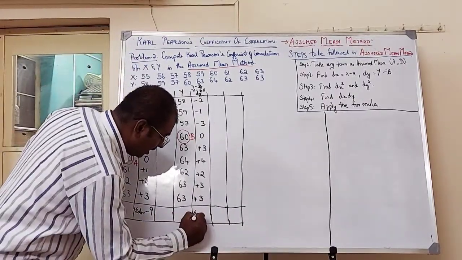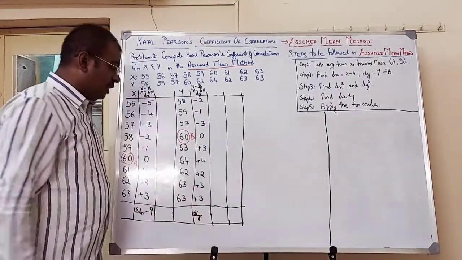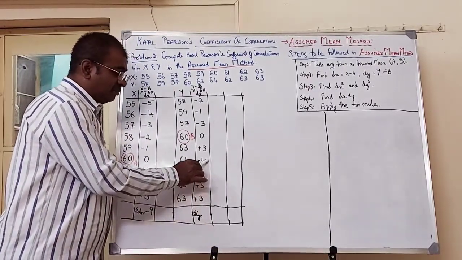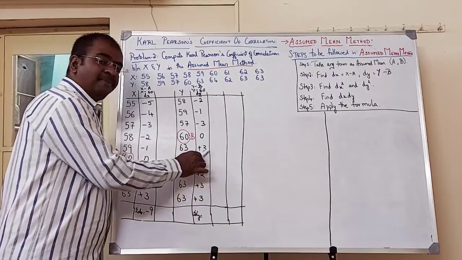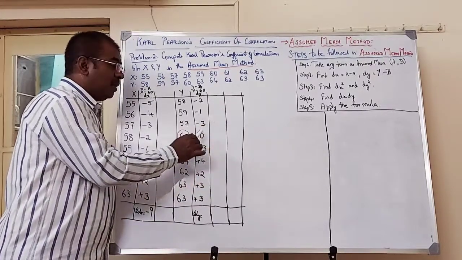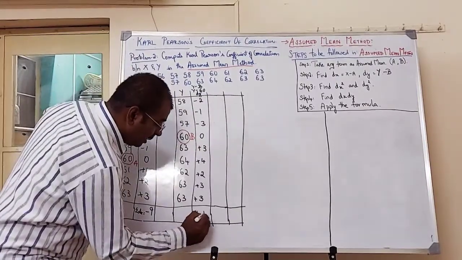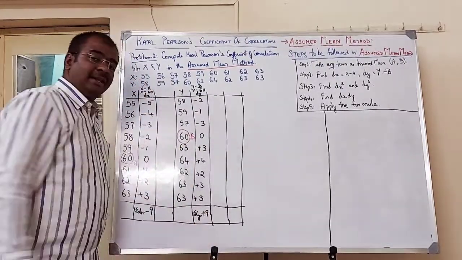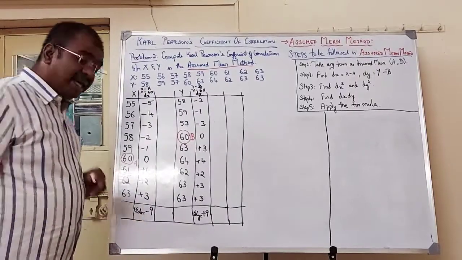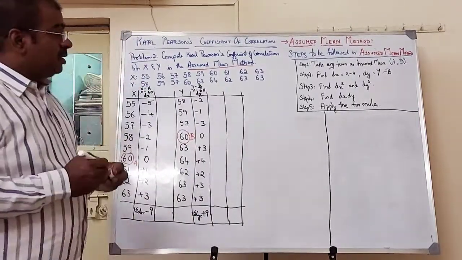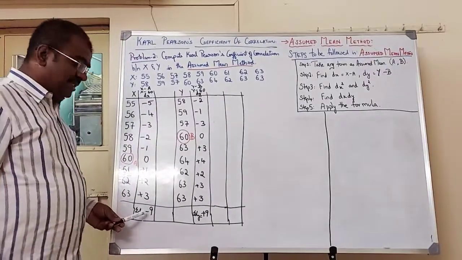So sigma dy is equal to 3 plus 3 is 6, 6 plus 2 is 8, 8 plus 4 is 12, 12 plus 3 is 15, 15 minus 3 is 12, 12 minus 1 is 11, 11 minus 2 is 9. Here it is plus 9. Sigma dx is minus 9, sigma dy is plus 9. So we have completed the second step.